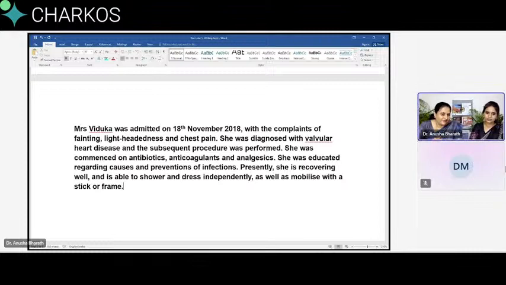Frame. Done. I think this is absolutely okay because we have started with the admission details, presenting complaints, the diagnosis. We've also spoken about what procedure was done, what she was commenced on, and we have also told that she was educated regarding a few things, and a paragraph with the details of her present status. Yes. Where she is recovering well, able to shower, is mobilizing with a stick.